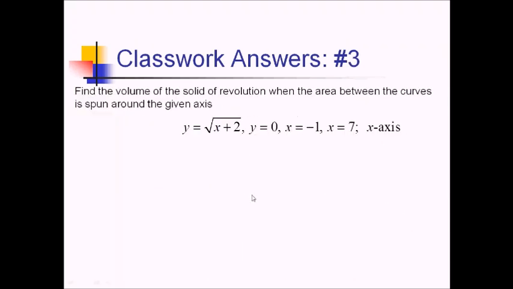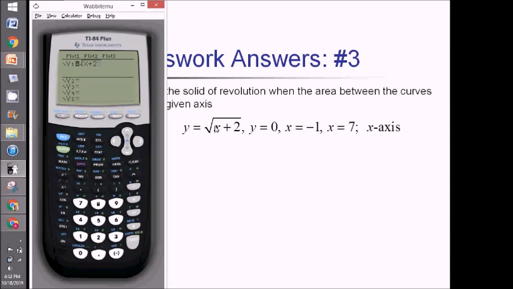For this problem, we want to find the volume of the solid of revolution that I get when I take the area between radical x plus 2, y equals 0, which is the x-axis, and the vertical lines x equals -1 and x equals 7. Take all this and revolve it around the x-axis. This is a grapher problem, so I'm going to start by actually graphing all this out.